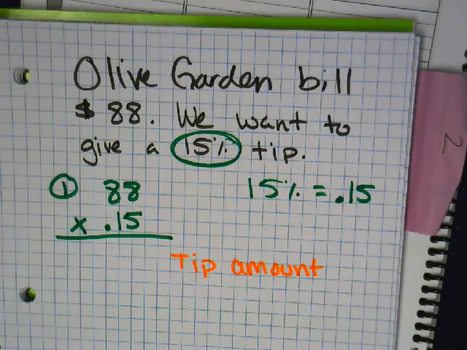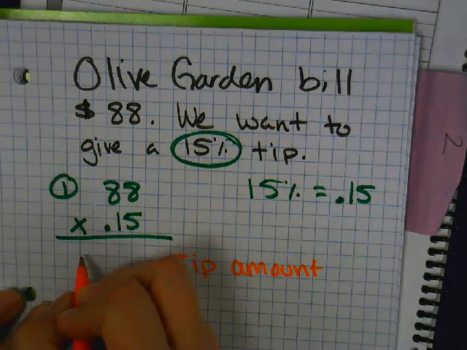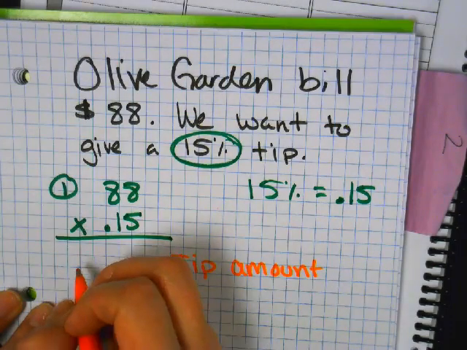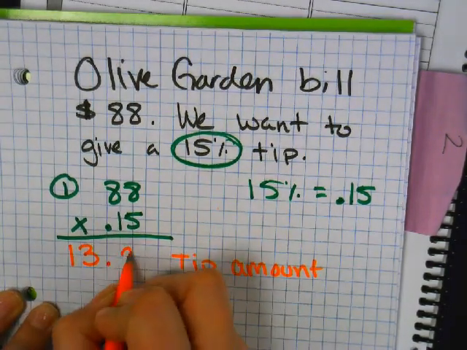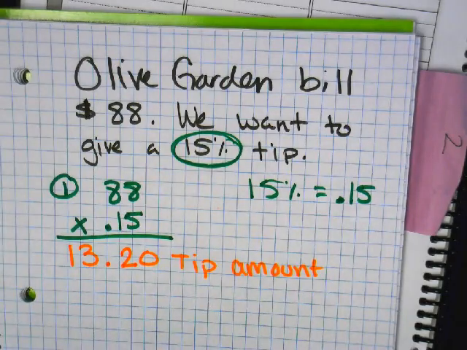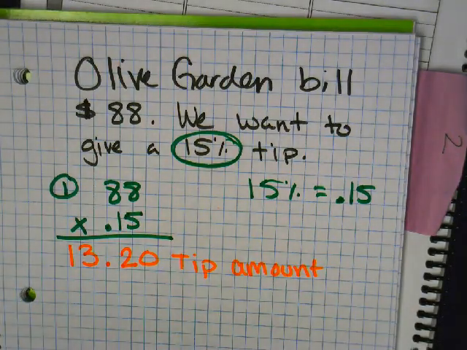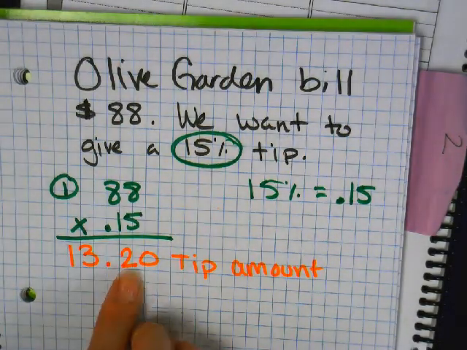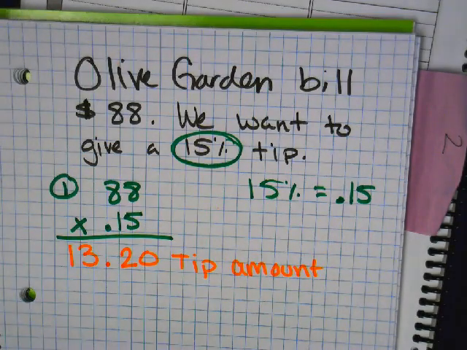All right, what's our tip amount? 13.2, which is 20 cents, right? So the waiter or waitress is getting $13.20 to put in their pocket. That's the money they keep as a thank you.